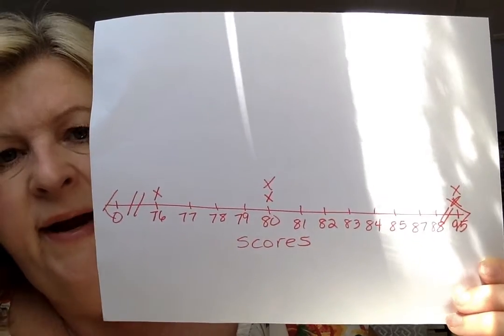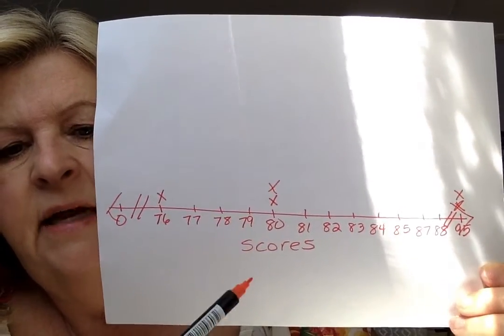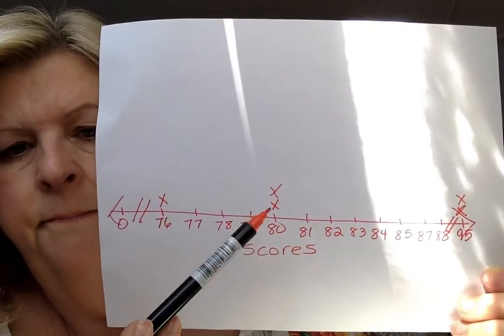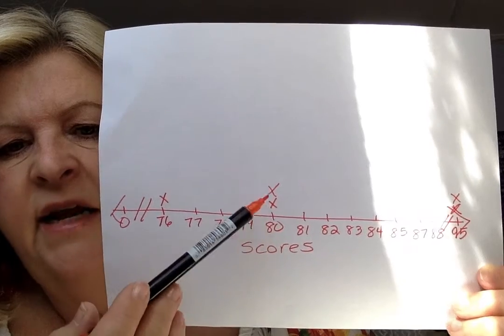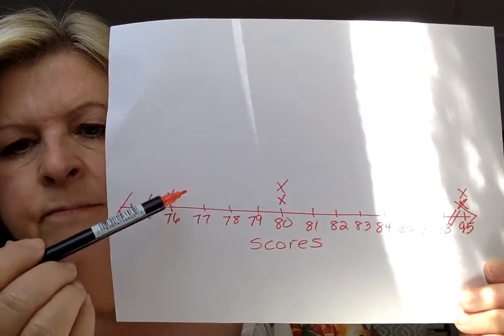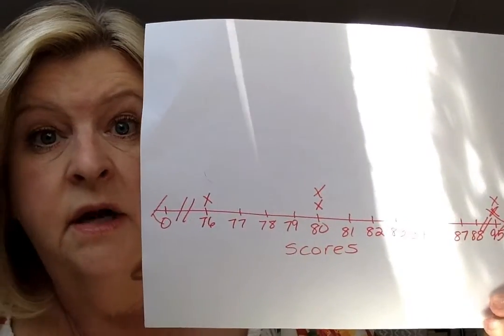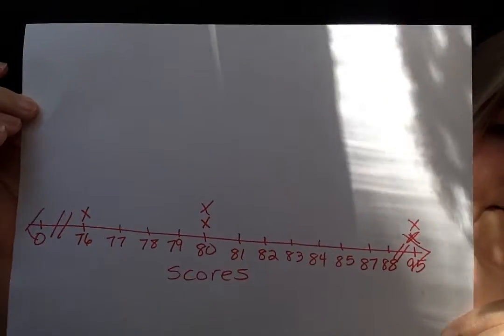Okay? It's a way to show information. I represent each thing I'm keeping track of, scores, with an X. So each person that scored 80 gets an X. Each person that scored 76 gets an X. I could have X's all the way up to the top, right? It's just a way of showing information.